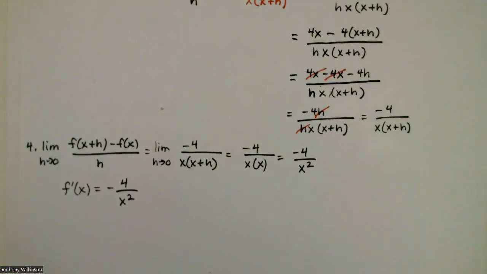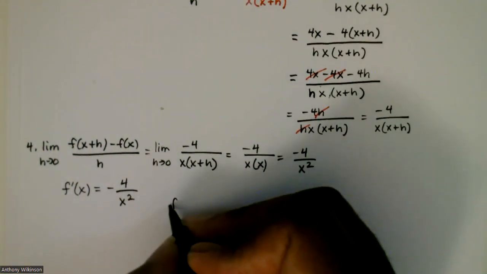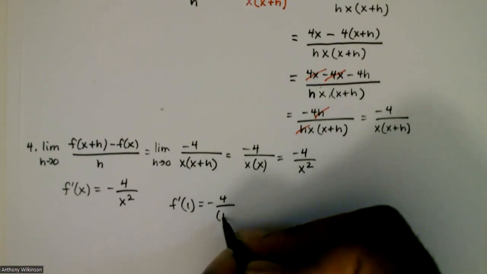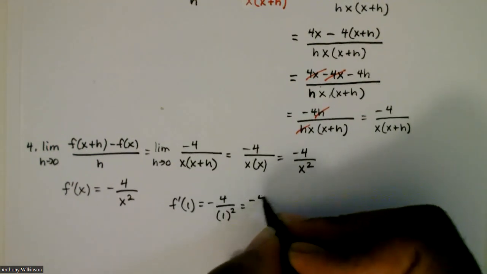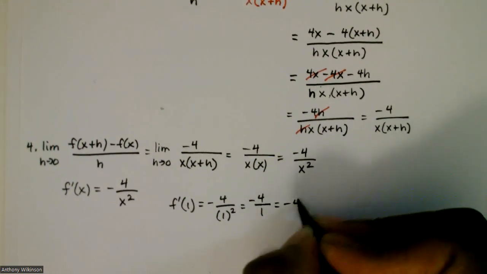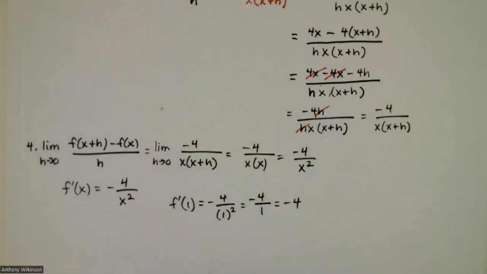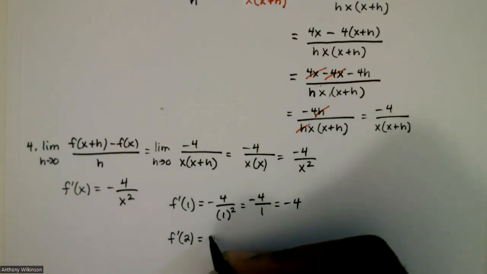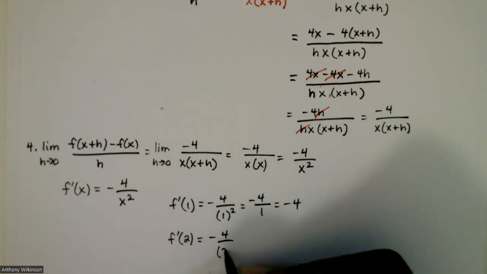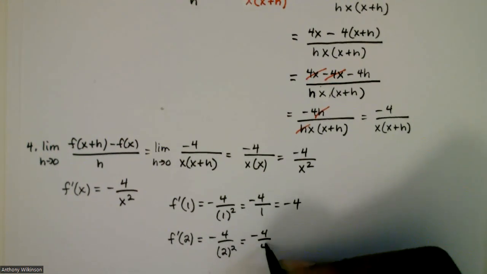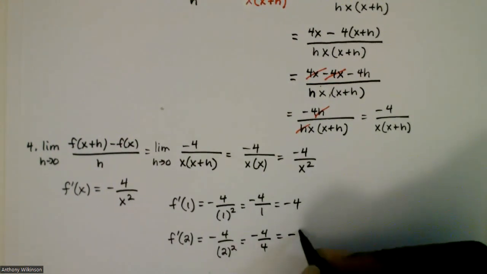Now we can find f prime of 1, f prime of 2, and f prime of 3. So f prime of 1 would be this negative 4 over 1 squared. And then 1 squared will be 1. Negative 4 divided by 1 would be negative 4. And then for f prime of 2, substitute the x with 2, so it'll be negative 4 over 2 squared. 2 squared will be 4. Negative 4 divided by 4 will be negative 1.